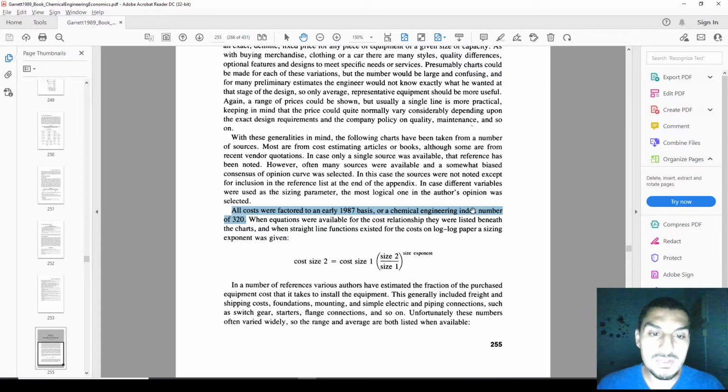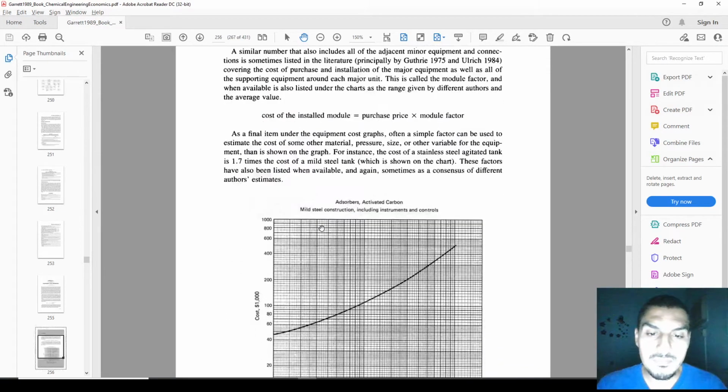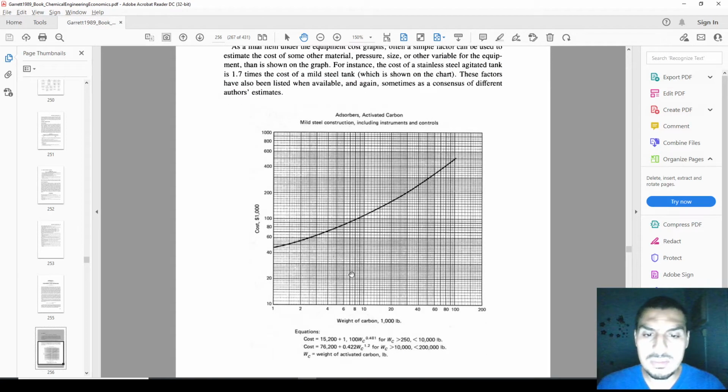Where the engineering index number, or the cost index, is 320. We will discuss this in more detail in a few minutes, but I just want you to keep in mind that this is an old price. And what we have here are some charts. For each chart you have a parameter that determines the cost. For instance, this is the absorber. You can determine the cost based on the weight of the carbon that you have in the absorber. So this is one thing.